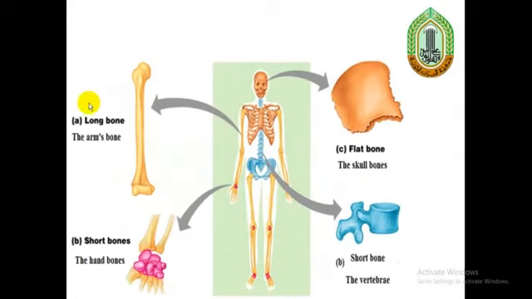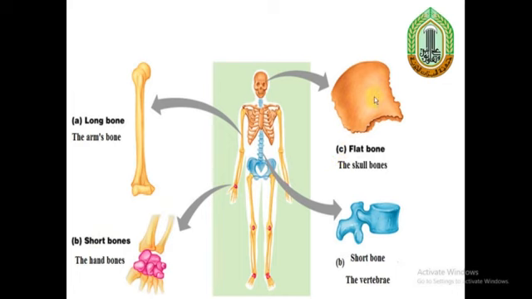Here you can see the arms bone. So what type of bone is this one? It's a long bone. Excellent. Now observe here the hand bones. What do we call these types of bones? Short bones. Awesome. Now let's look here at the bones of the skull.